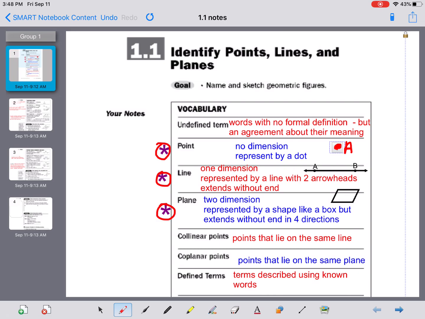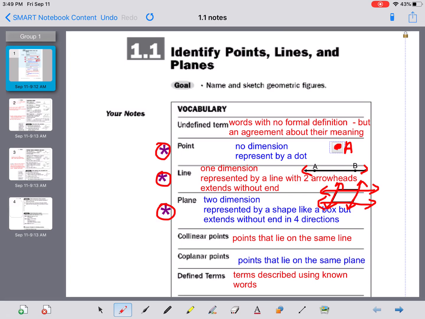And then a line, which I think I threw on your pretest for those of you that took the pretest. It's one dimension, and it's represented by a line with 2 arrowheads, and it goes on and on and on forever without end. And often, again, we will have some points on that line to help identify that line. A plane is 2-dimensional, represented by a shape like a box that extends without end in 4 directions. Technically, I should be drawing this with all these arrows because it goes on and on, up and down. It goes on and on, left and right. So this box is going to go on and on and on, and never stops if it's a true plane.